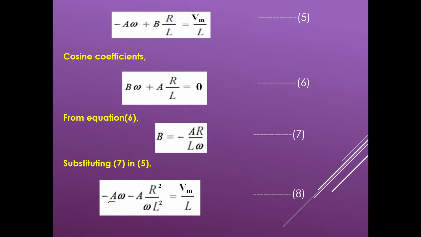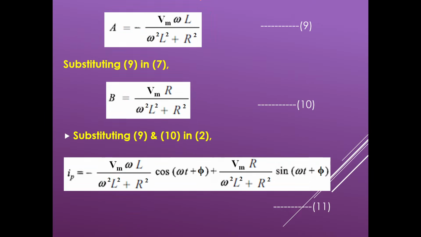From this, if you observe here, the only unknown variable is A. So you can just modify this and determine the A value. What is A? Simply rearrange the terms in your equation 8, you will get equation 9. A is equal to minus Vm omega L by omega square L square plus R square. Now substitute this 9 in your equation 7, you will get the B value. So B is equal to Vm R by omega square L square plus R square. Consider it as equation 10.